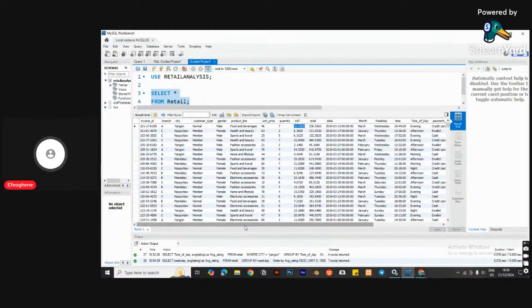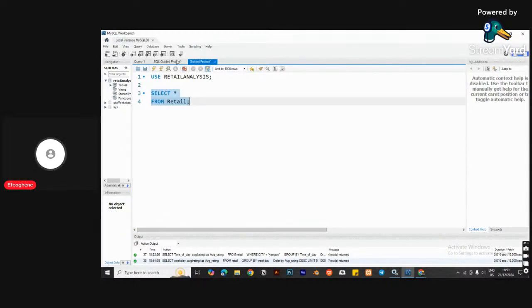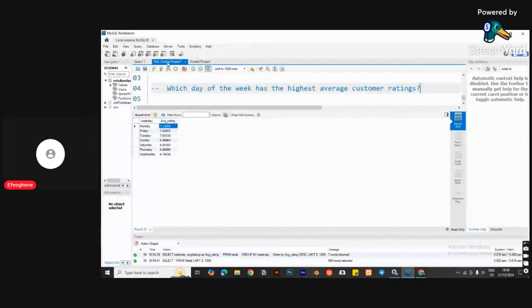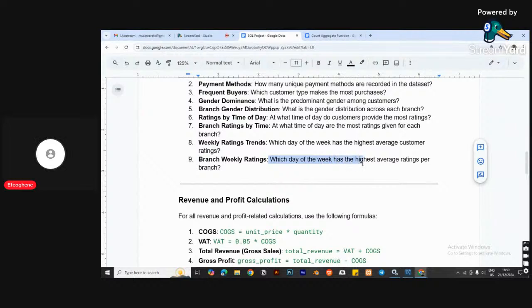So I'm thinking of something that is not relevant, so that you don't get your data stuffed with things that are not relevant, and ask irrelevant questions. This is actually data analysis. You're the one who is asking the questions and generating insight. The tool is there as a tool in your hand to make use of it very well. So let's see the next and last question: which day of the week has the highest average rating per branch?